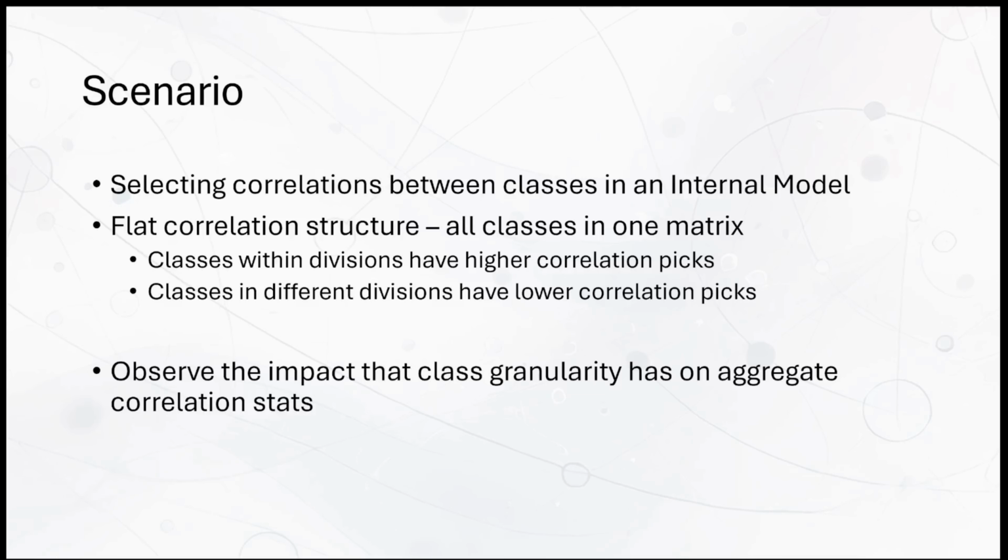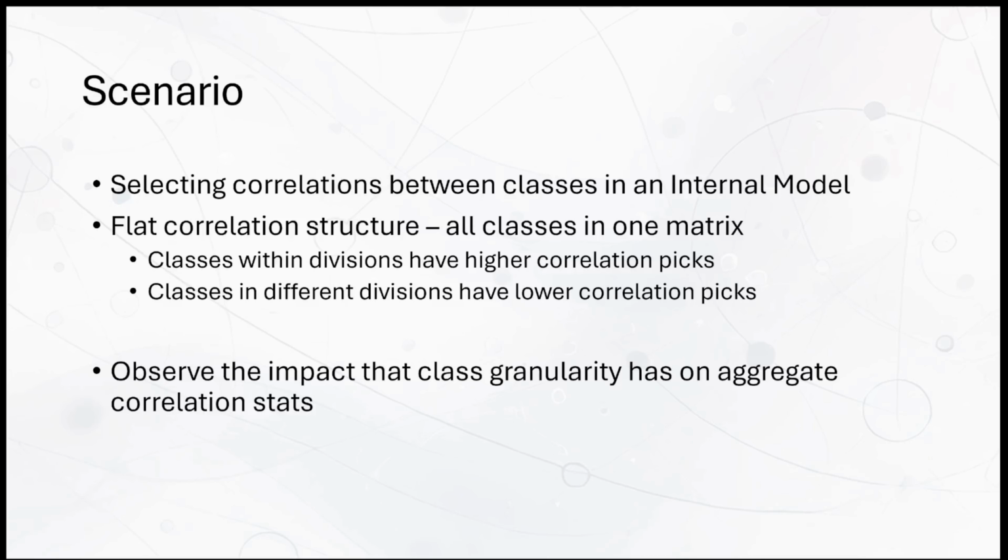We are building an internal model and we are selecting correlations to apply between our classes of business. We're going to use a flat correlation structure where all of our classes are represented in one large matrix, but we have got a concept of divisions, larger business divisions, and we're saying that classes within a division have a higher correlation with respect to each other than classes that are in different divisions.